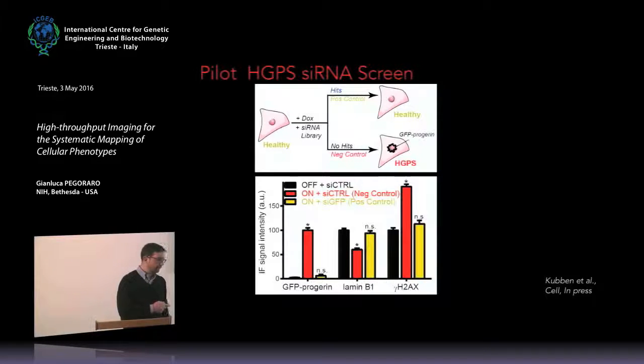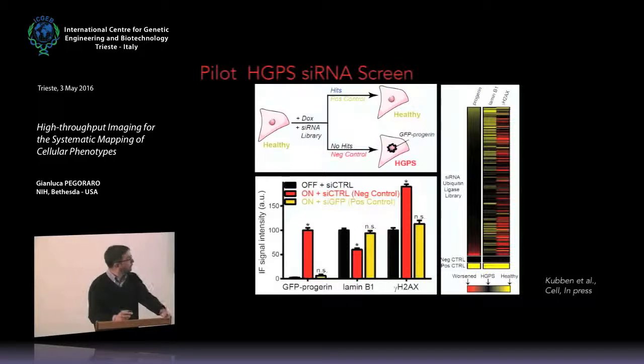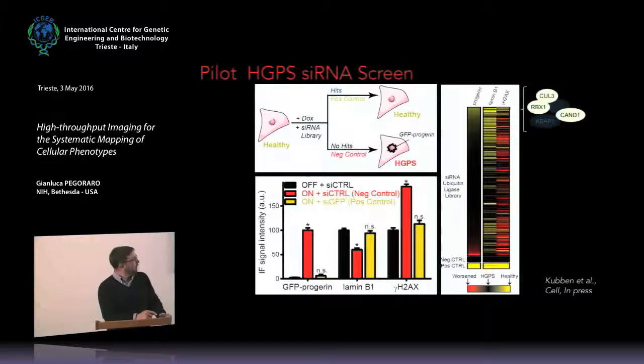So armed with these controls, he went on and fished for ubiquitin ligases that, when knocked down, could show at least a partial reversal of the levels of progerin, levels of lamin B1, and levels of gamma H2AX. One of the most prominent hits in the primary screen, that was then validated in secondary siRNA screens to rule out possible siRNA off-target effects, was the CAND1 gene.